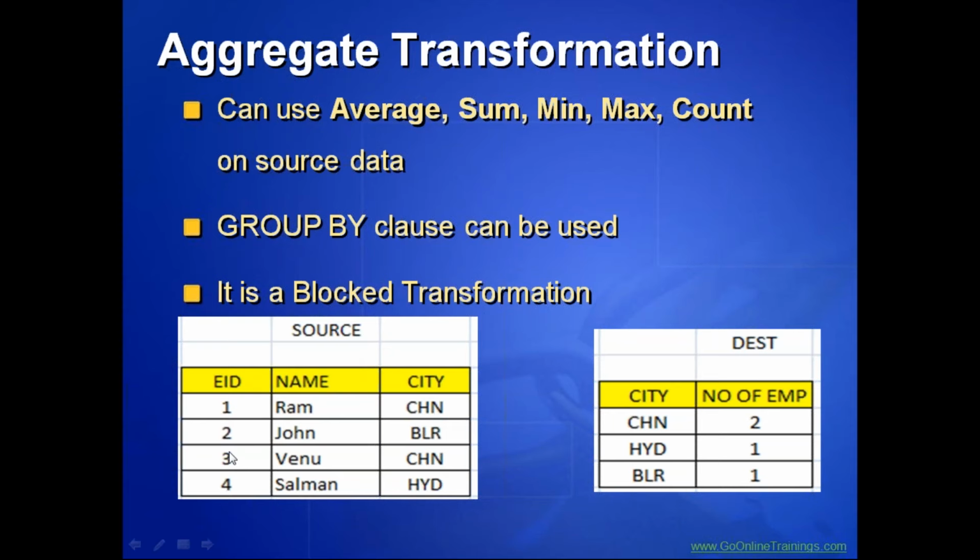But if I have the data in flat files, or if I have the data in raw files, definitely I have to use aggregate transformation to get this kind of an output. Okay, so you can apply group by clause, all functions, sum, min, max, count, all of them are available here, and a group by clause can also be used, and it is also a block transformation. So this is what is called aggregate transformation.